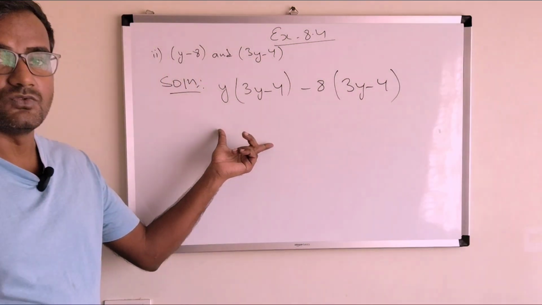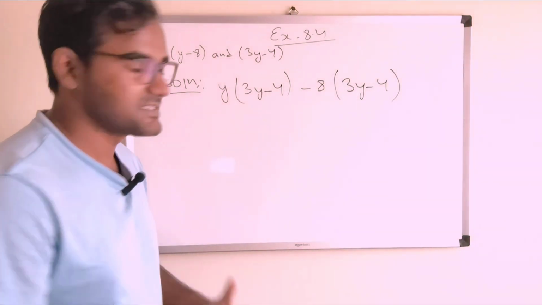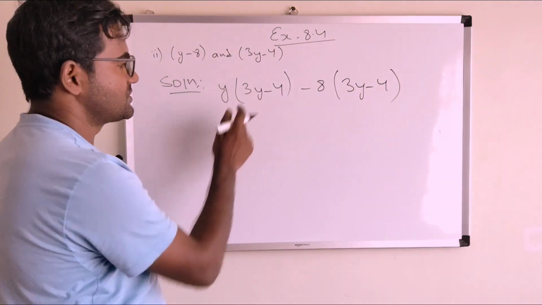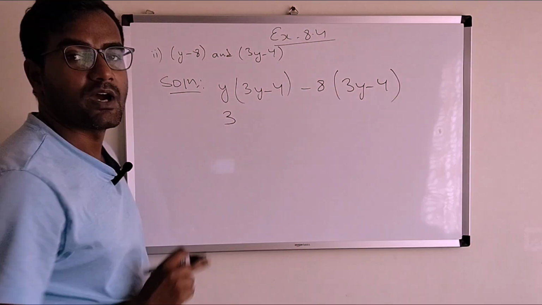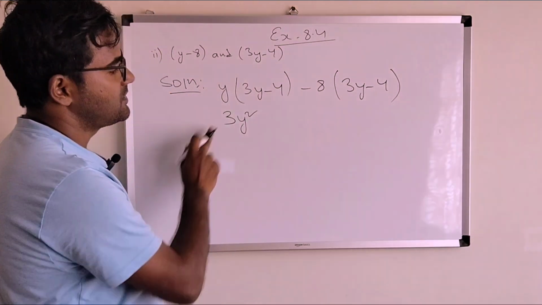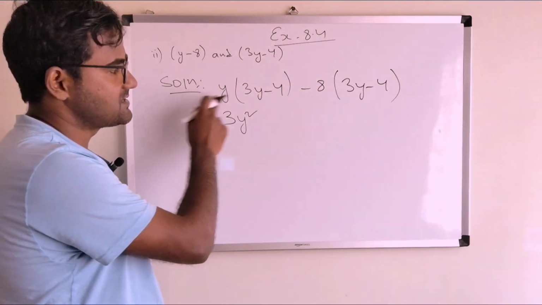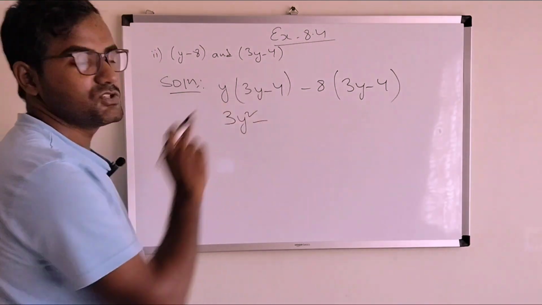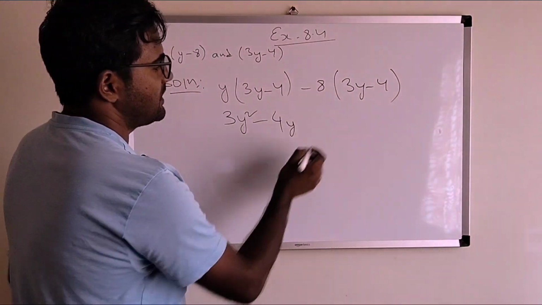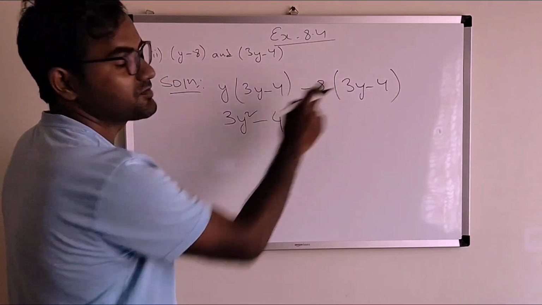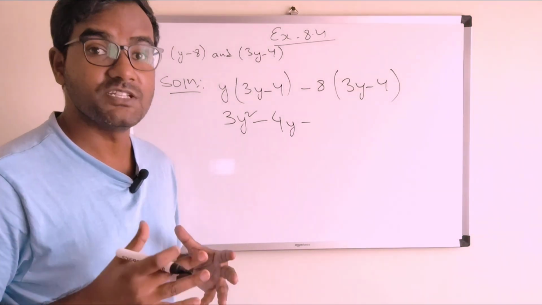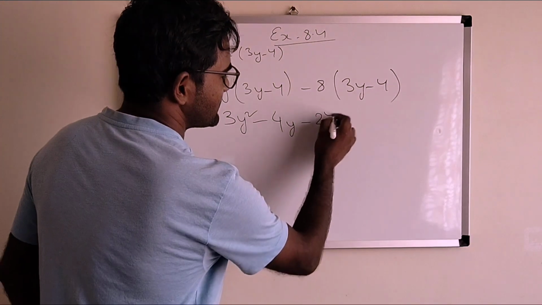Now we will multiply them. Let us see how we multiply. In front of y there is 1, so 1 into 3 is 3 only. y into y is y square. So write down here 3y square. Now in front of y there is plus, so plus into minus is minus. y into 4 will be 4y. Now this one: minus into plus is minus, then 8 into 3 is how much? 24. So here we write 24y.